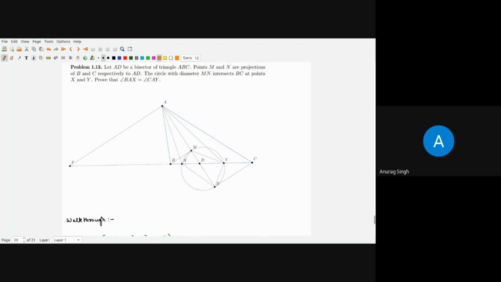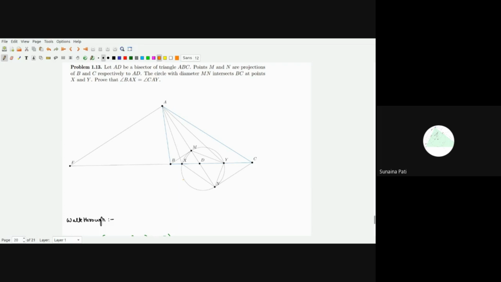Then we can easily get, through power of a point, that dx into dy is equal to dm into dn. So we get dm by dx is equal to dn by dy. Then we can easily get that F(X, Y) is a harmonic bundle. It just has to be proven that F(X, Y) is a harmonic bundle.